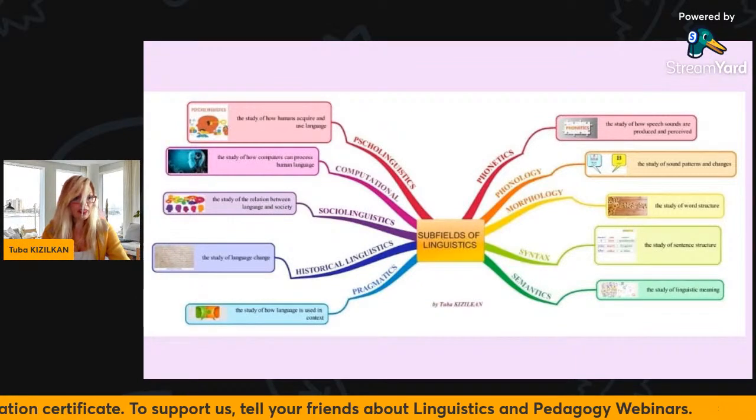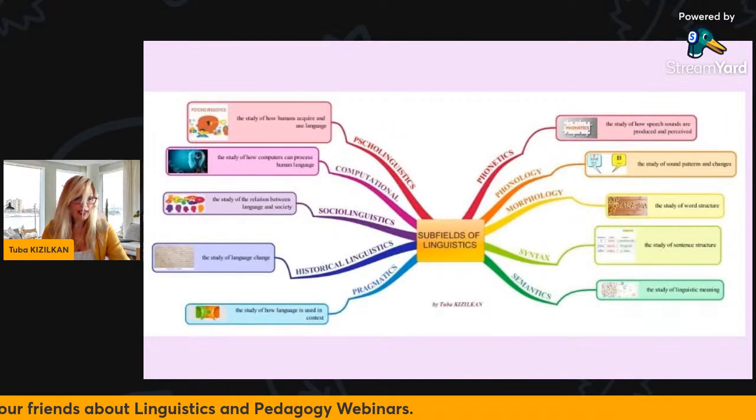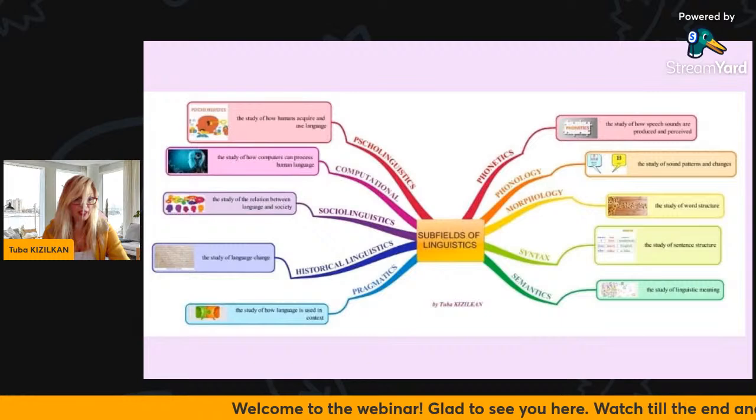And we have semantics next, the study of meaning. Semanticists answer such questions as how the speakers know what words mean. For example, how does one know where red stops and orange starts? And what is the basis of metaphors?